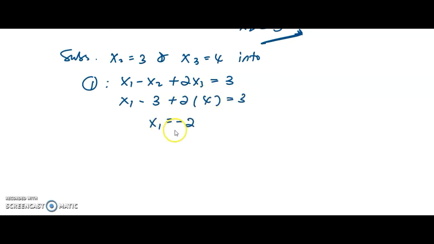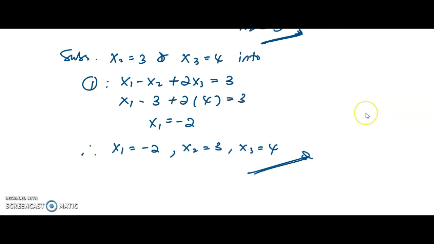That x1 equals to -2. So we conclude that overall we have x1 equals to -2, x2 equals to 3, and x3 equals to 4. This is the solution of the system of linear equations.